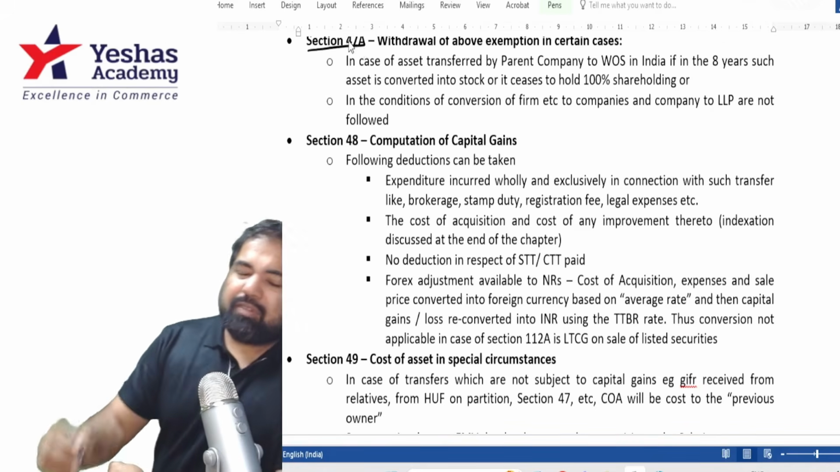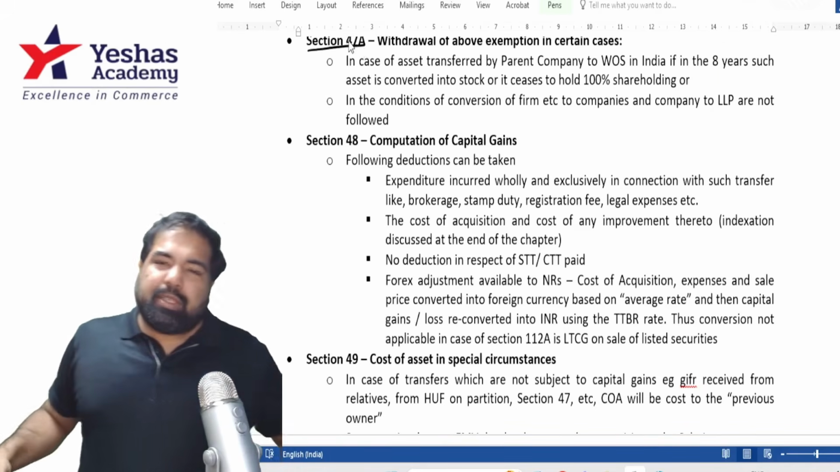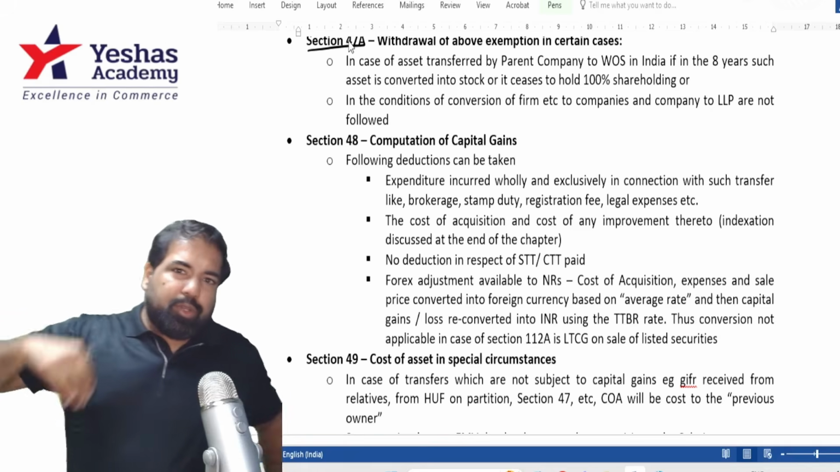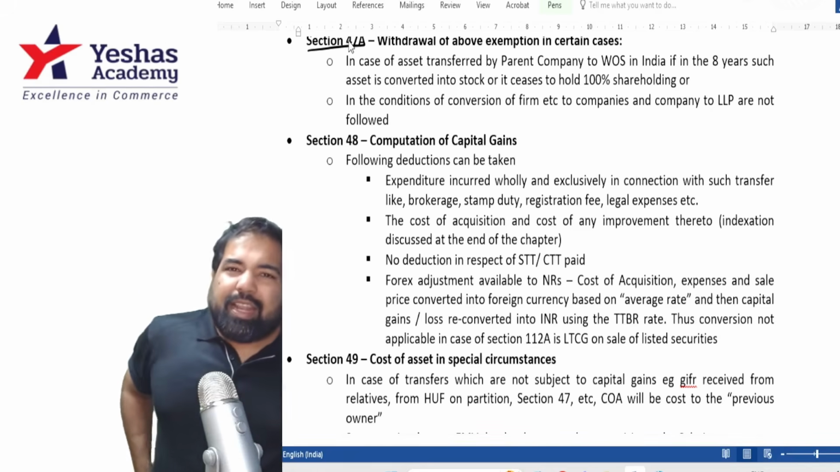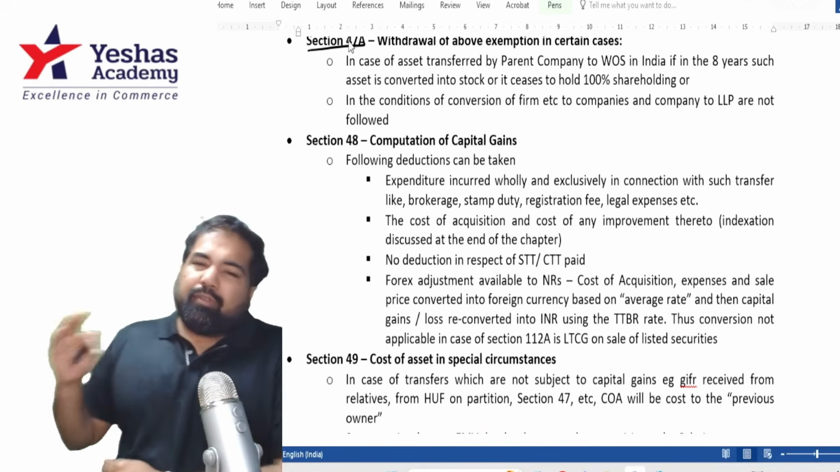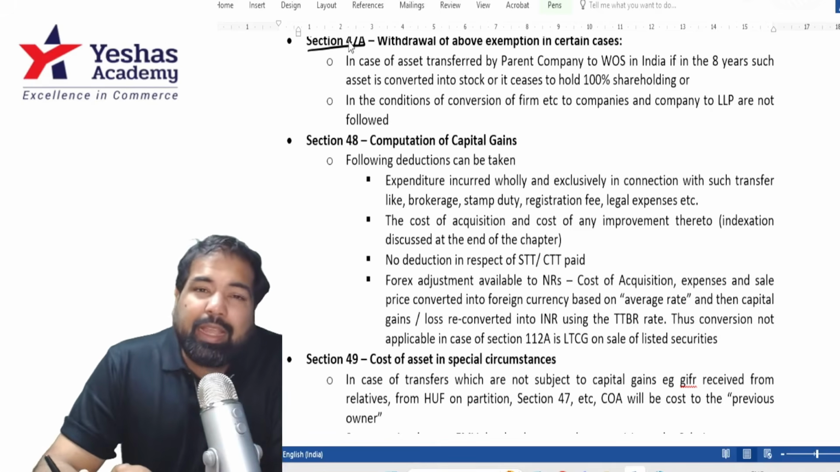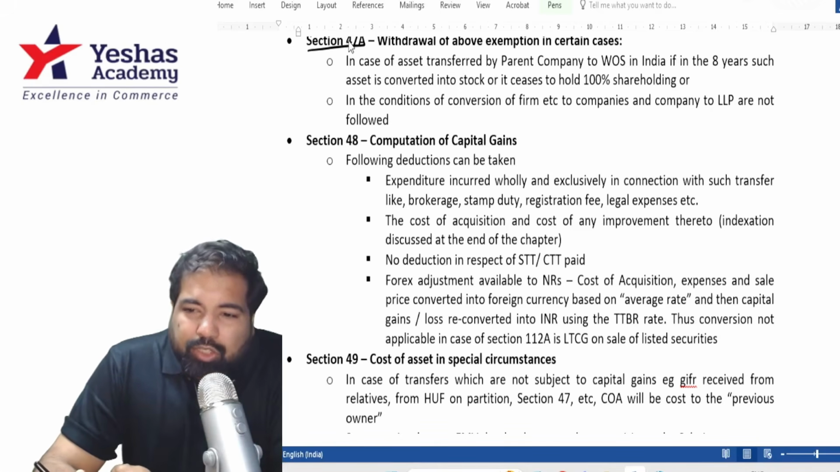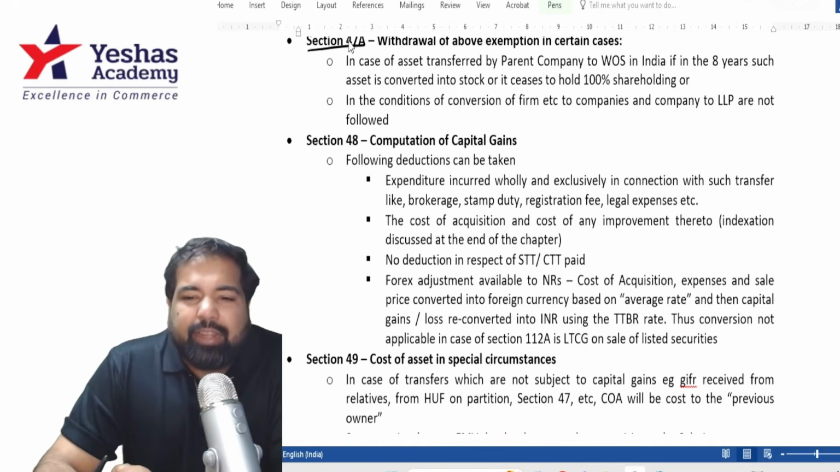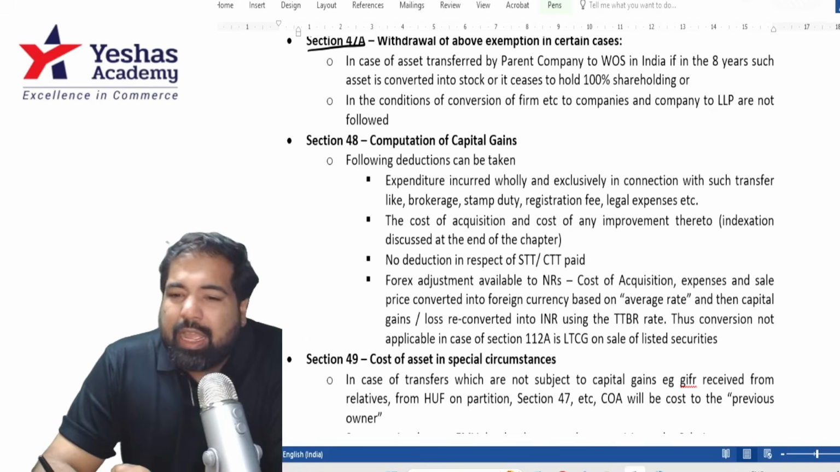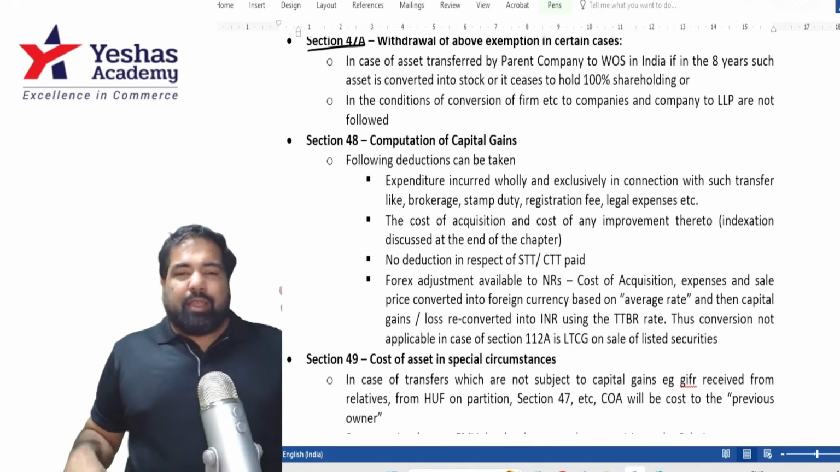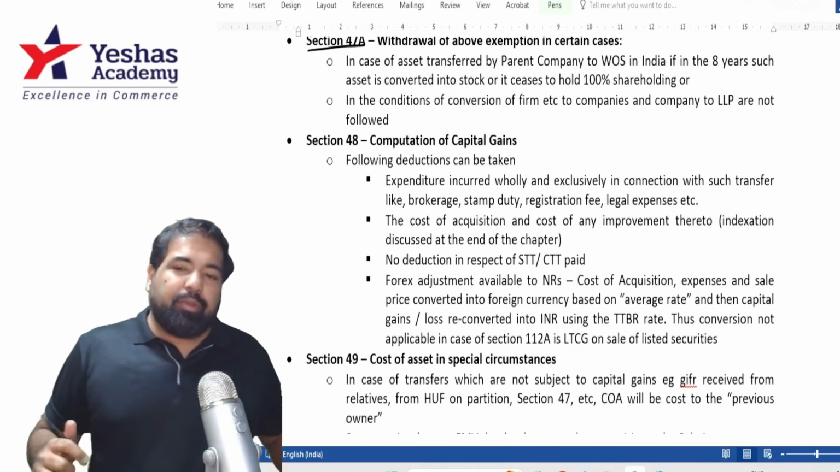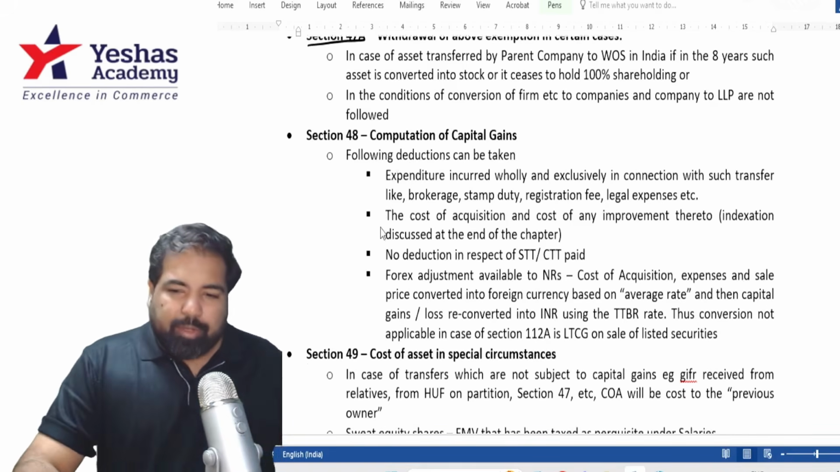Guys, remember, assets transferred by a holding company to its 100% subsidiary, and assets transferred by a subsidiary to its 100% holding company, there are some conditions there. We will not tax it as capital gain, but this 100% holding should not change in the next 8 years. That means in the next 8 years it should be 100% holding, and this stock should not be sold or converted into stock. That is one condition. The second is, for example, if the holding company is sending it to a subsidiary company, the subsidiary company should be an Indian company.